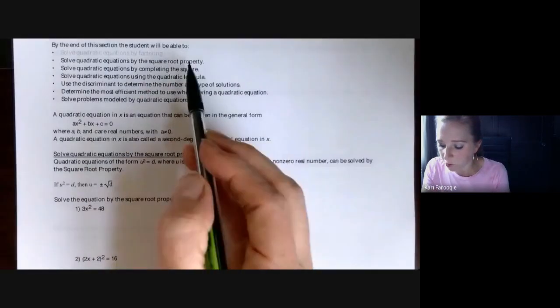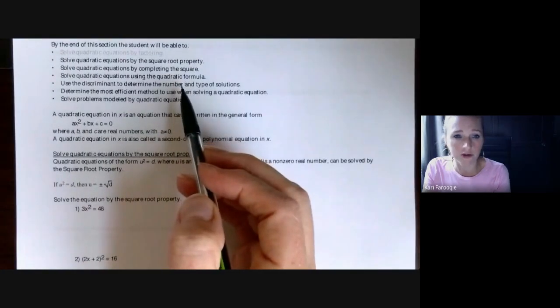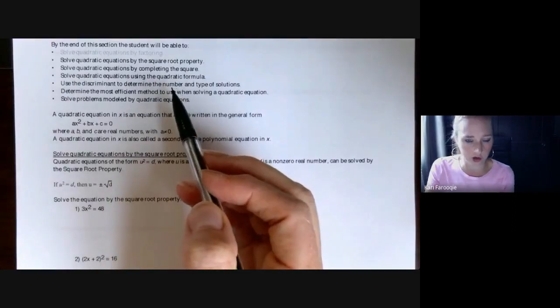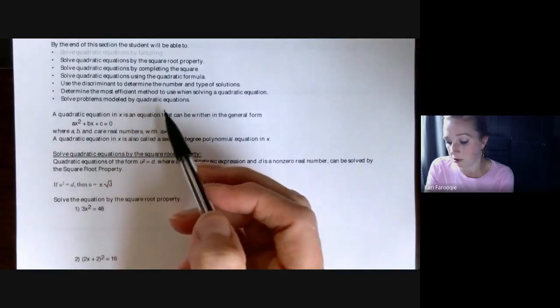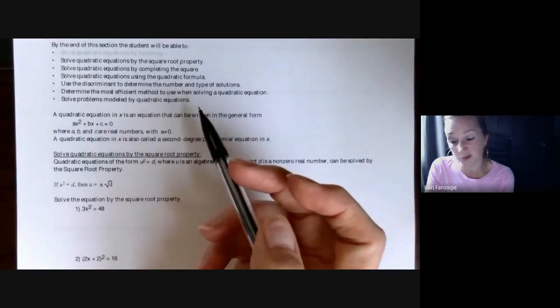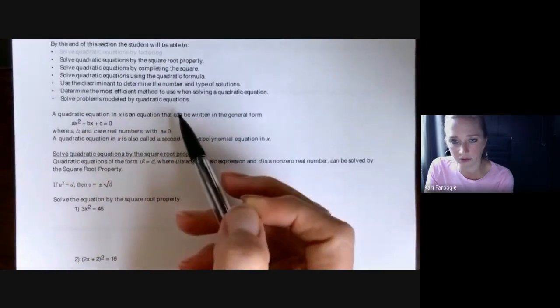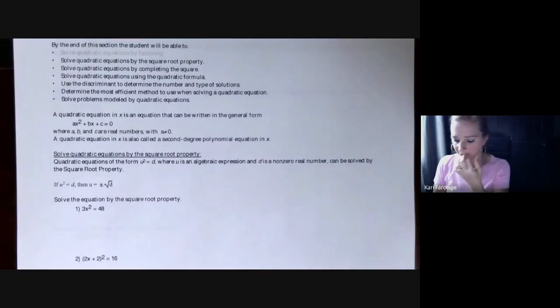So we're going to be using the square root property, completing the square, and the quadratic formula. We're also going to talk about the discriminant, which is going to tell you the number and type of solutions that a quadratic equation will have. Then we'll talk about maybe how to use the most efficient method. Sometimes you don't know and you just pick one. And then we're going to just solve one equation that would be modeled by a quadratic equation.